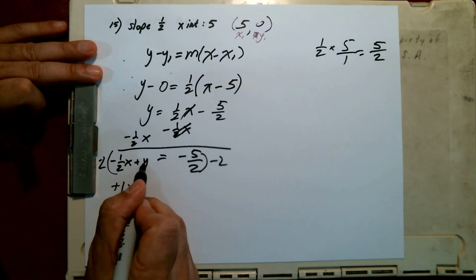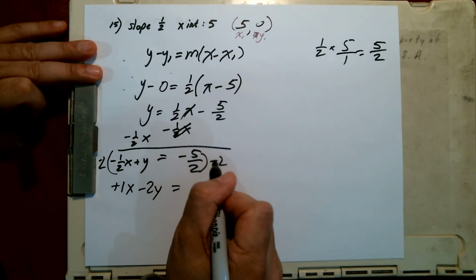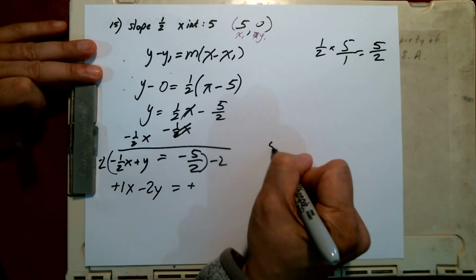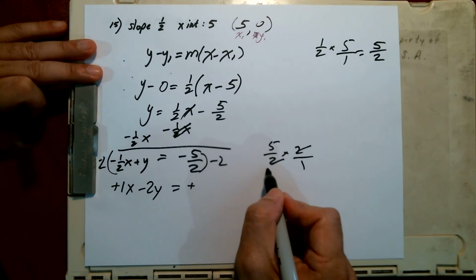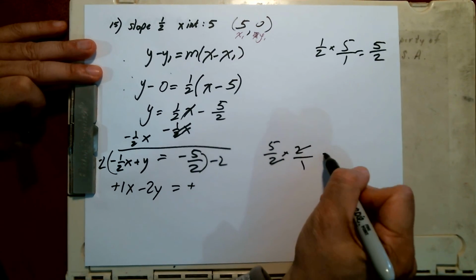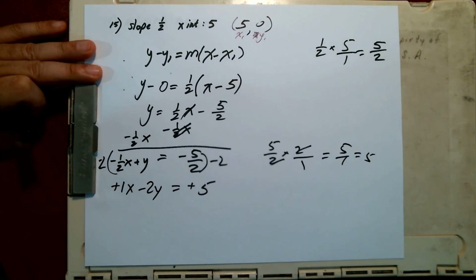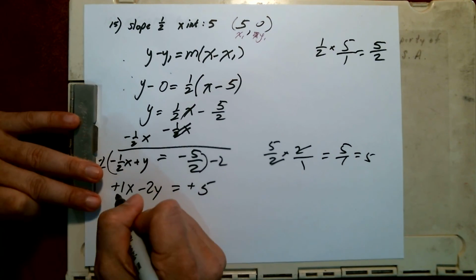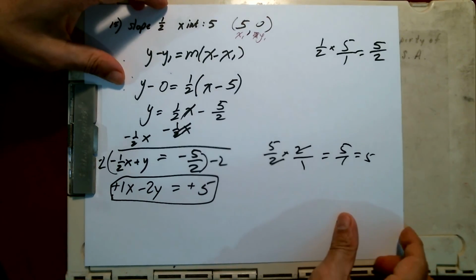Negative 2 times y is negative 2y equals, on the right side, negative times a negative is positive. And what's 5/2 times 2? Oh, those cancel. One numerator, one denominator always cancels. You end up with 5/1, which is just 5. Okay? So there it is.